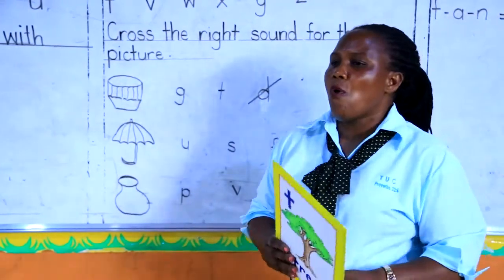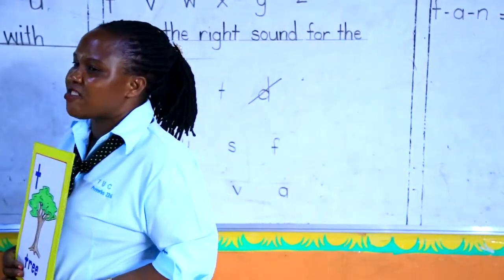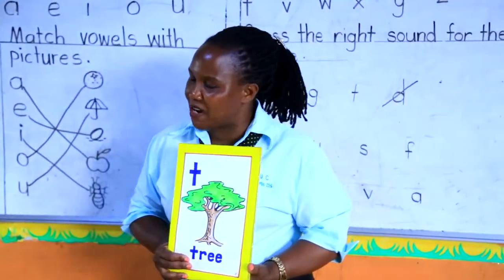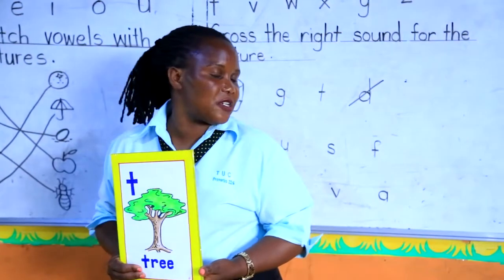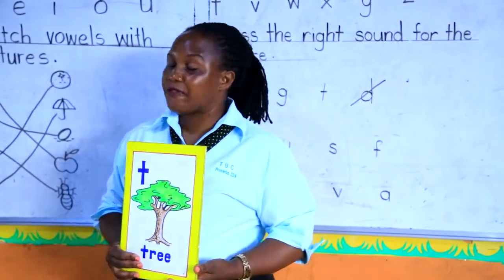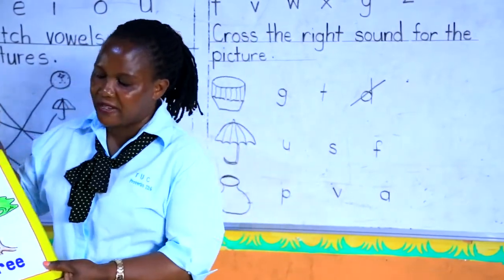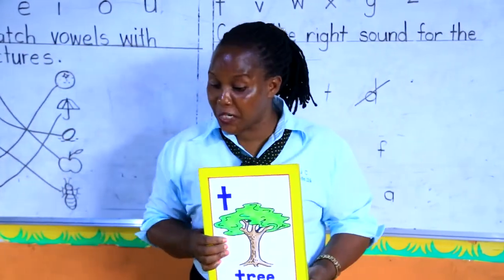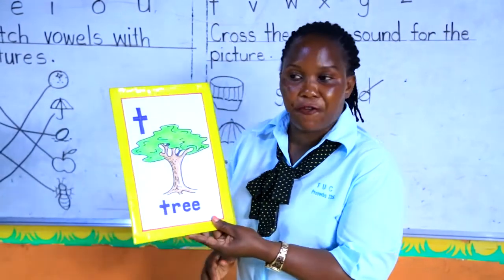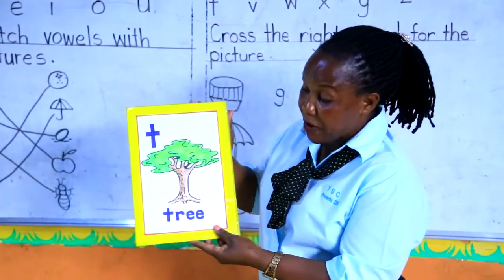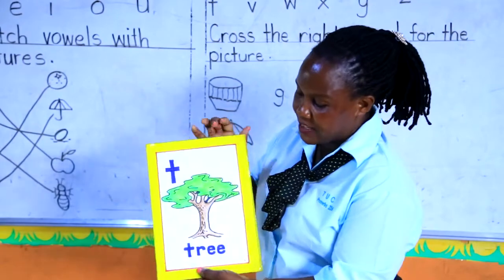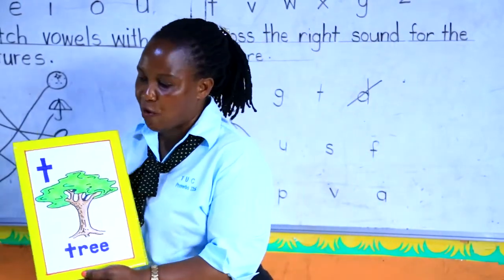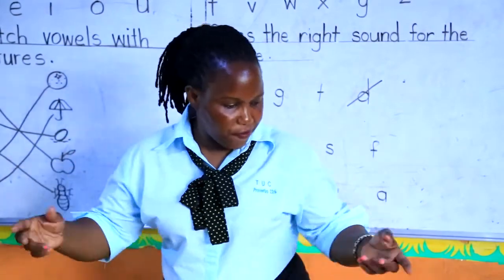Good. Who can tell us what other sound is this? Wonderful. This is the sound. Very good. Who can tell us the friend of the sound? Tree. Very good. A tree is a friend of the sound. As you can see, the word tree starts with the sound. That's why we say that a tree is a friend of the sound. Very good.